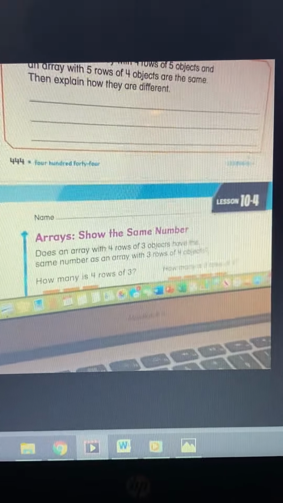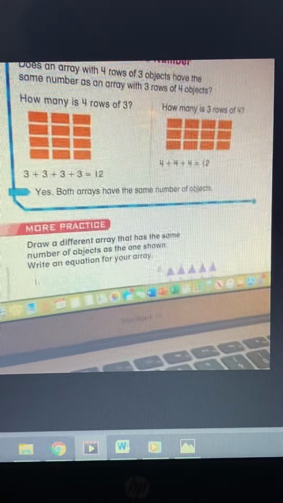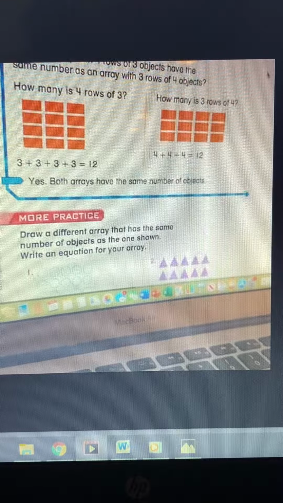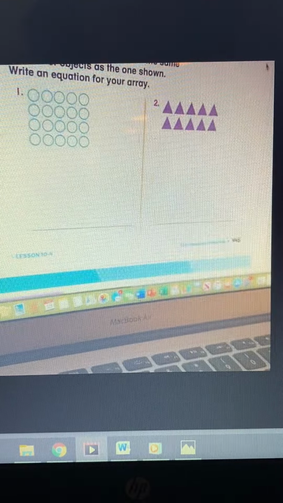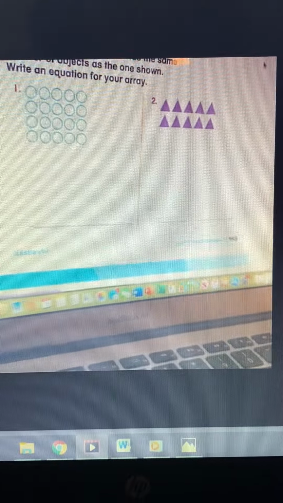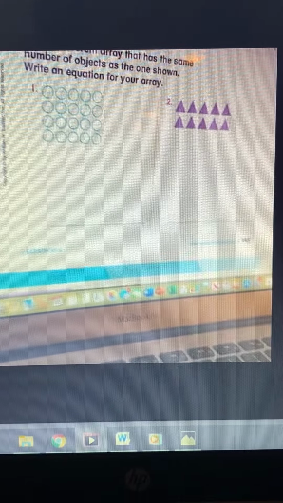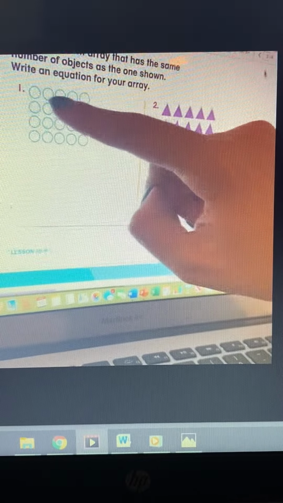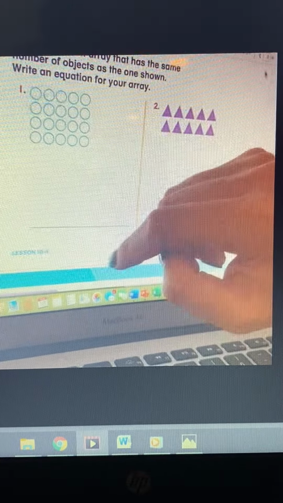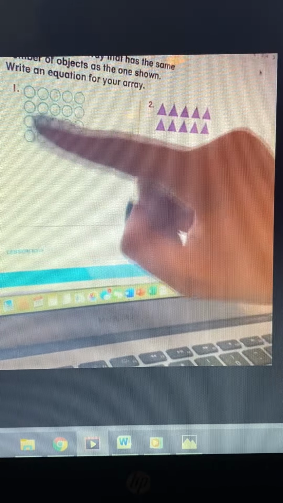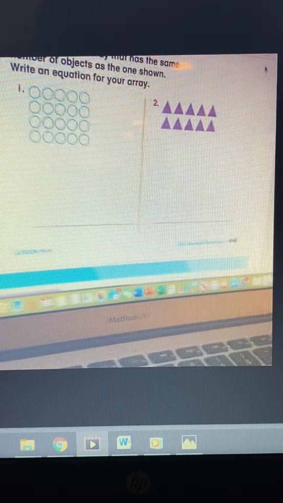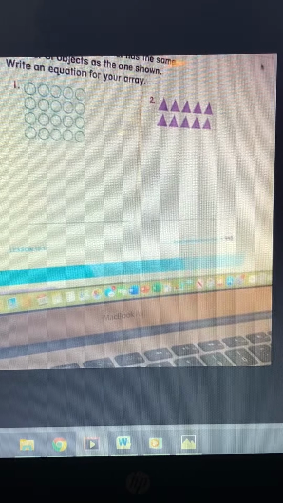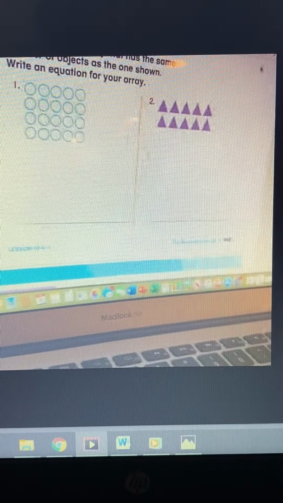So now you can turn to the next page, and here it shows some more practice. Go all the way down and it says to draw a different array that has the same number of objects as the one shown. It says write an equation for your array. So here we have 1, 2, 3, 4 rows of 1, 2, 3, 4, 5. So we have 4 rows of 5. So what is another way you can show this?